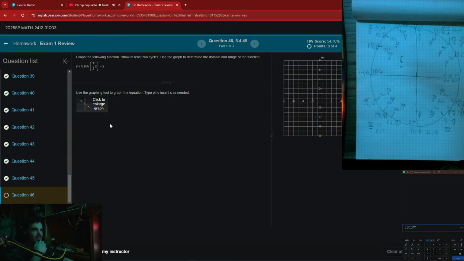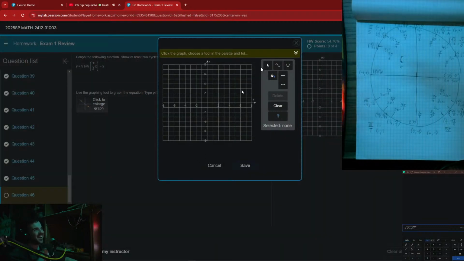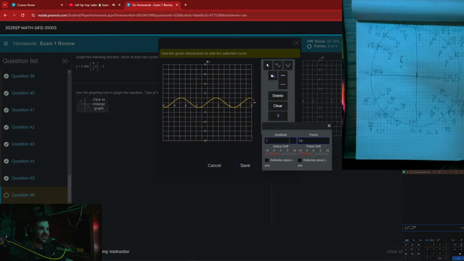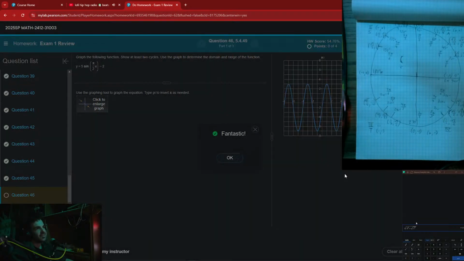Alright. Graph the following function. I don't have to read it every time. Sine function again. I feel like there's a lot of questions on this where it's kinda asking the same thing over and over again. 2 pi over pi over 2. So you take the pi out and then multiply by 2. Vertical shift -2. And we're there. That's gotta be it, right? Fantastic.